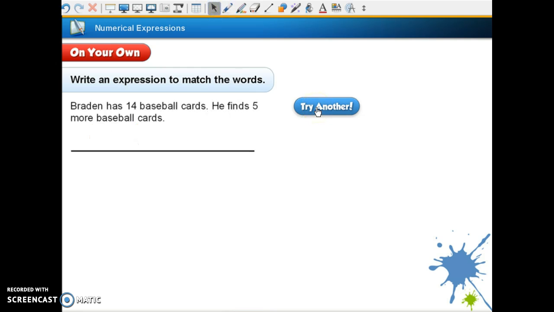Try another. Braden, this is number 8. Write an expression to match the words. Braden has 14 baseball cards. He finds 5 more cards. Emma, what are we going to do? What operation? Going to add, subtract, multiply, or divide? He has 14 baseball cards. He finds 5 more. We're going to add. And what are we going to add? He has 14 and he finds 5 more.